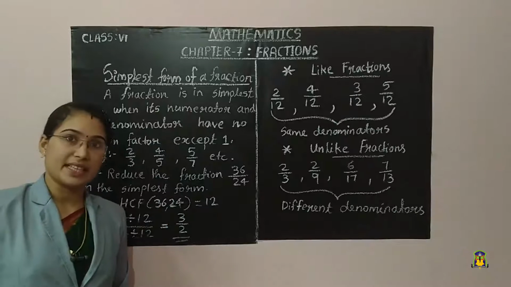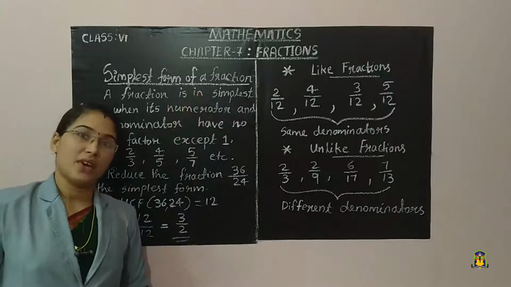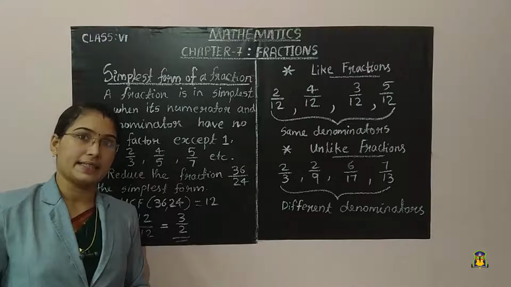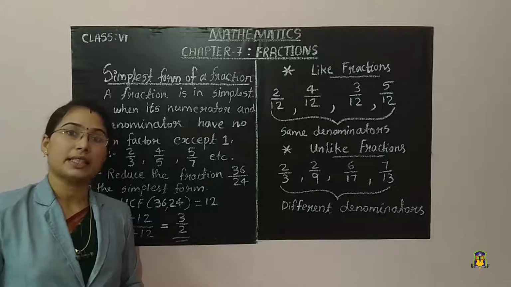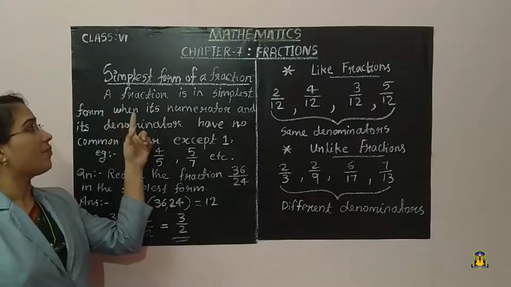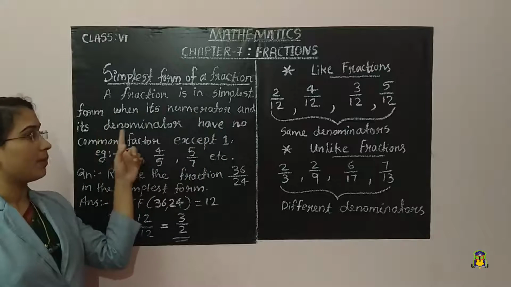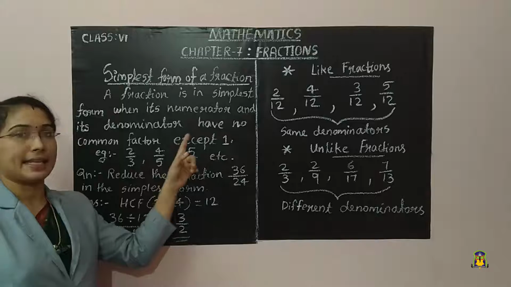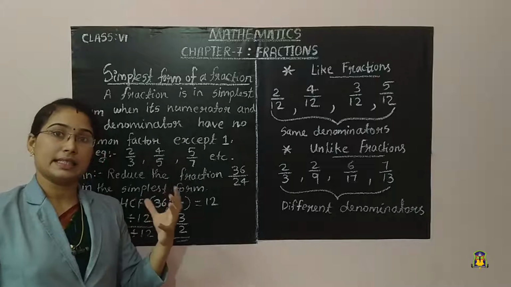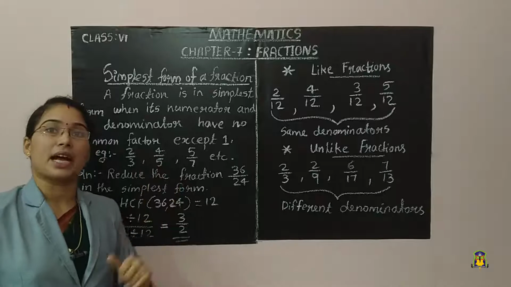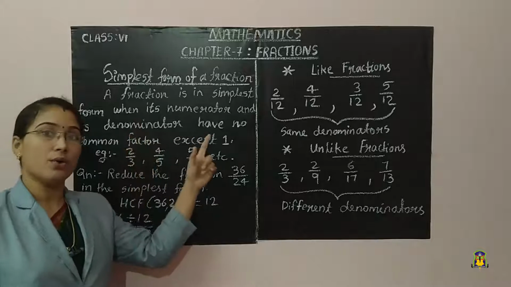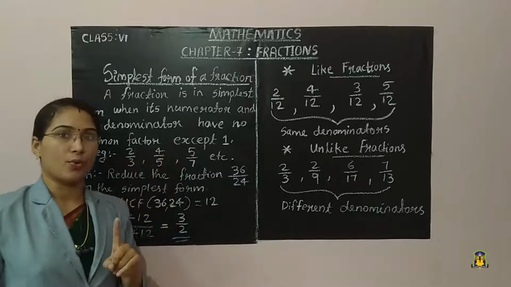Okay. Next we will discuss the simplest form of a fraction. A fraction is in simplest form when its numerator and its denominator have no common factor except 1. We all know 1 is a common factor of all numbers. If there is any other common factor, the given fraction is not in simplest form. We need a fraction whose numerator and denominator have no common factor except 1.